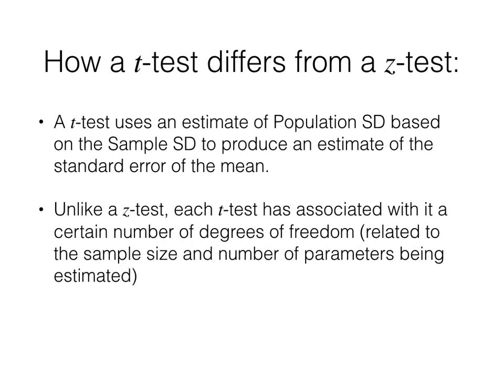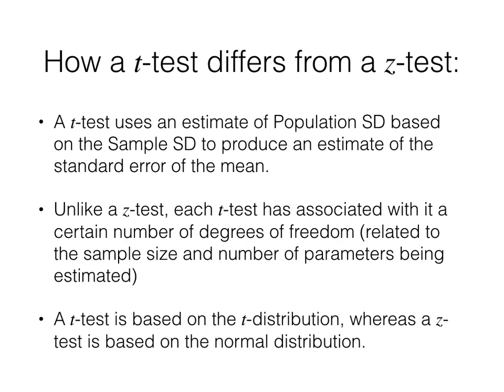Unlike a z-test, each t-test also has associated with it a certain number of degrees of freedom. So we're going to have this concept, degrees of freedom, that's related to the sample size and the number of parameters that are being estimated. And a third way that a t-test differs from a z-test is that a t-test is based on a t-distribution, whereas a z-test is based on a normal distribution.